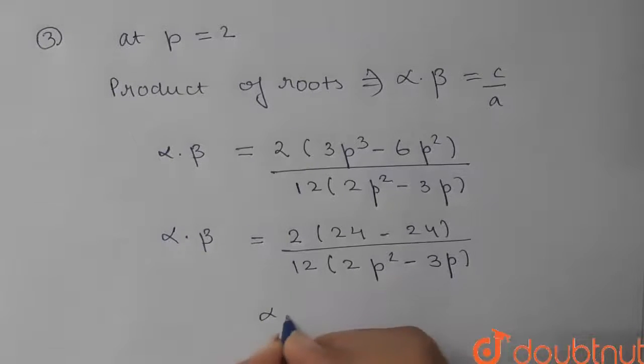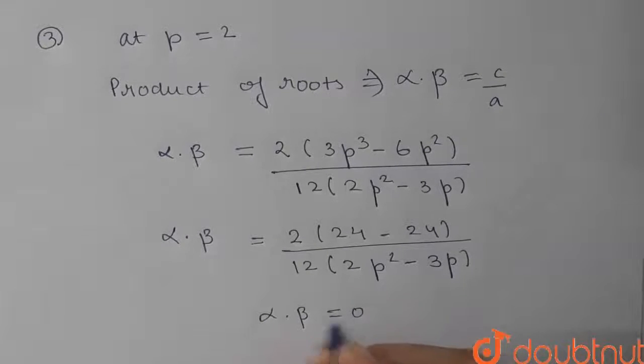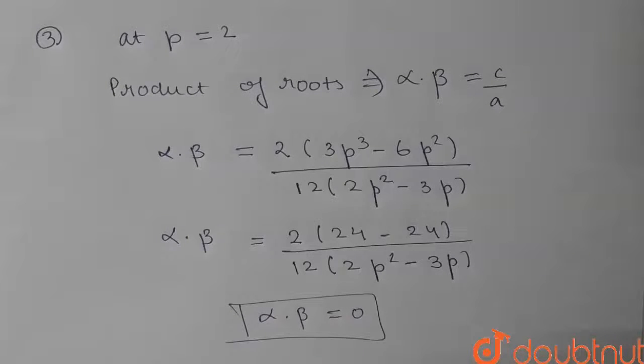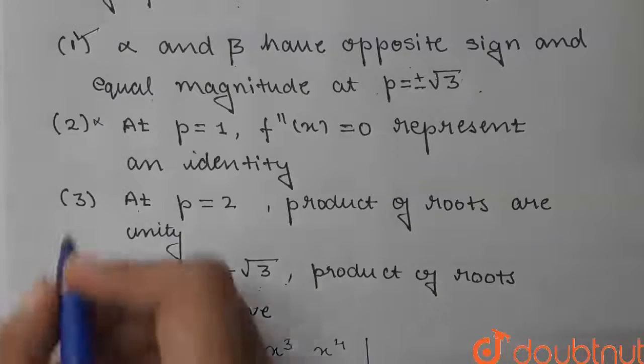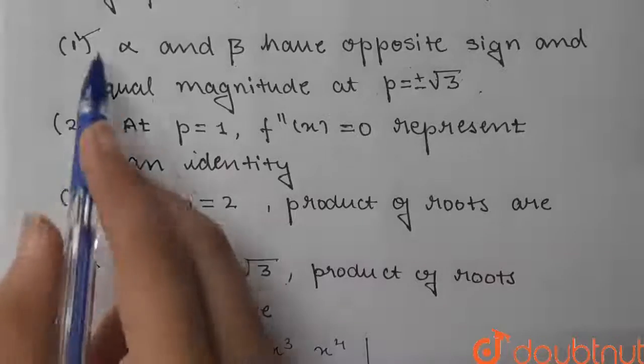That means the product of roots is equal to 0 and not unity. That means option number 3 is also incorrect. That means the first option is the only correct answer.